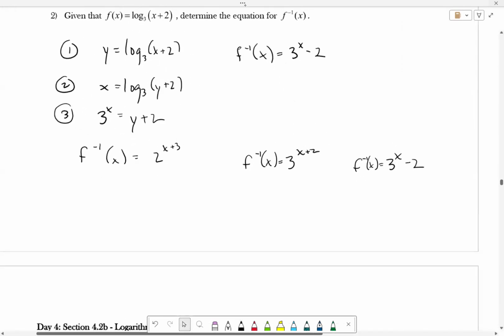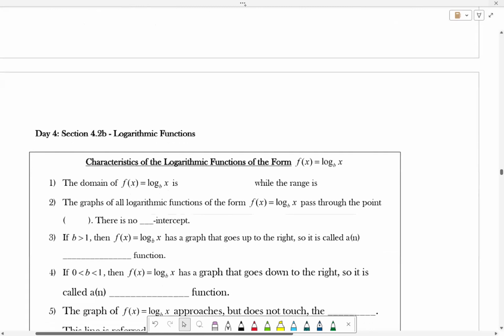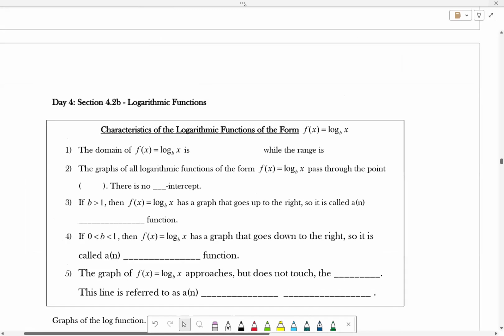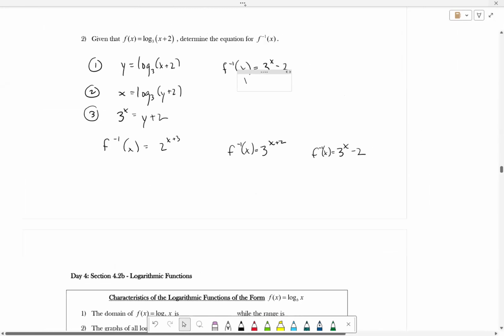Yes. Okay. Characteristics of the logarithmic function in the form of log base b of x. Wait, keep it back here. I'm just confused. Why is the x going to the three over here? Are you talking about in step 3? Yeah, why is three to the power of x plus 2?